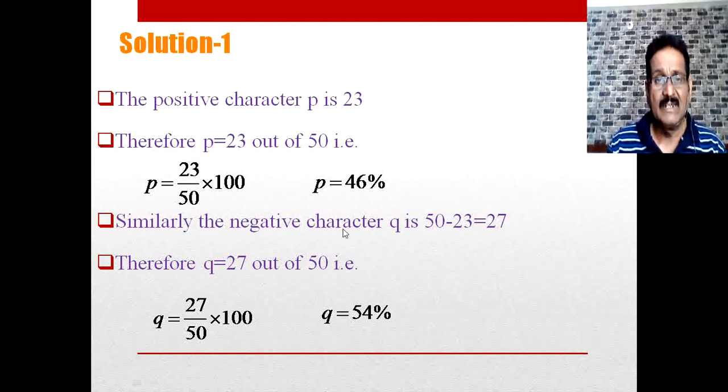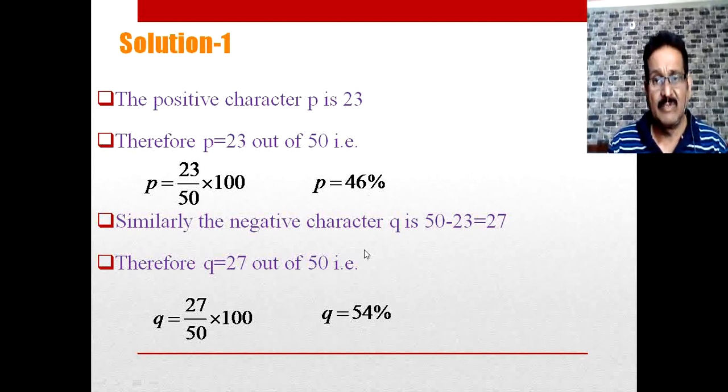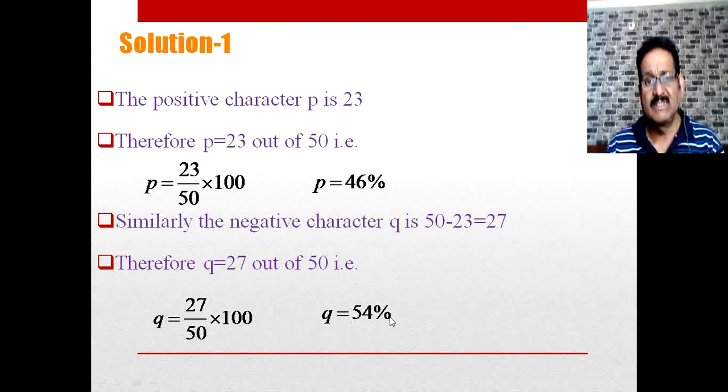Or directly you can identify Q. How? First you calculate the positive proportion, 46%. Now the total percent is 100. So when you subtract this 46 from 100, that will give 54%. So either of the methods: either you get it by subtraction from the total, 100 minus the positive character, or directly from the percentage. So there are two methods, and with either one you can get Q, the complementary or negative character.